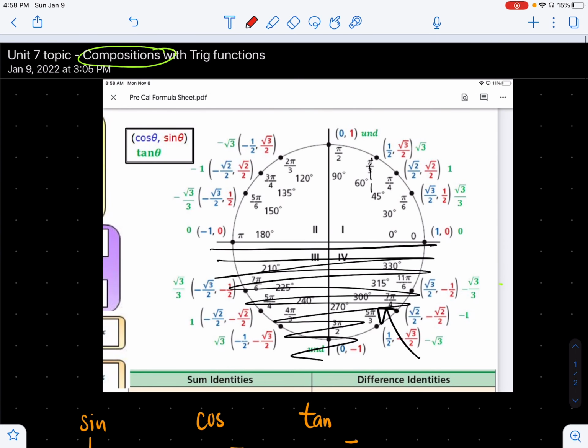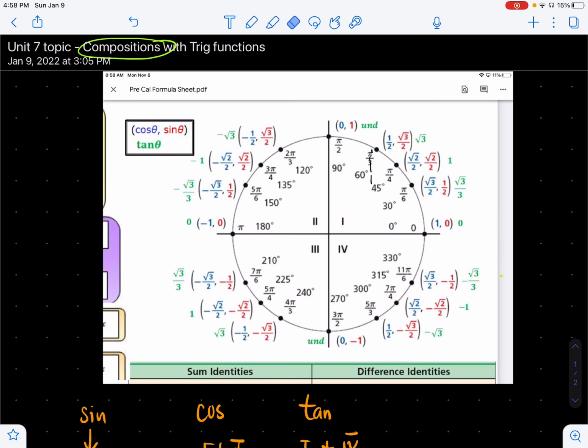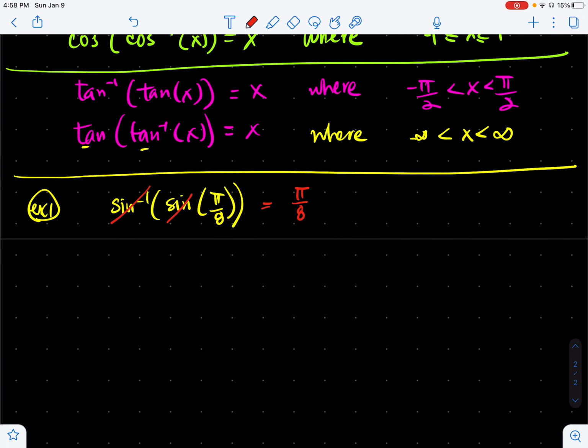Can you find pi over 8 in here? Let's clean that up. Do you see pi over 8 in here? No, pi over 8 is not directly listed here. However, it's not too hard to figure out that pi over 8 will be in quadrant 1. Pi over 8 is slightly smaller than pi over 6. It will be somewhere here. But I'll show you a trick for how to do these.